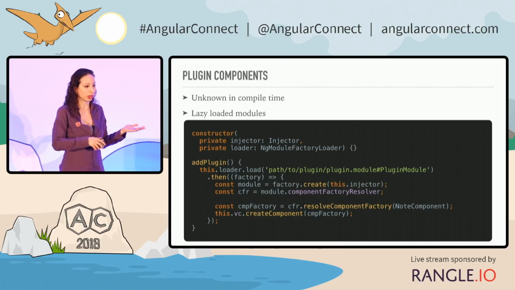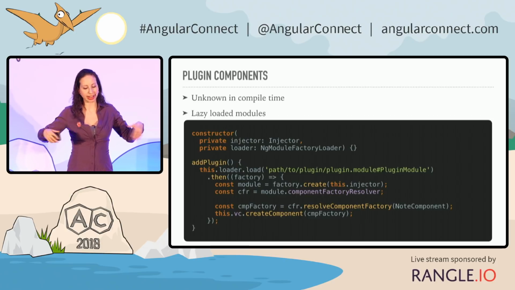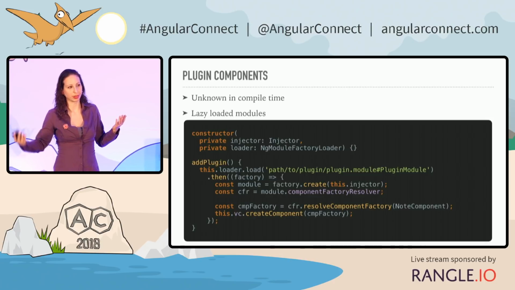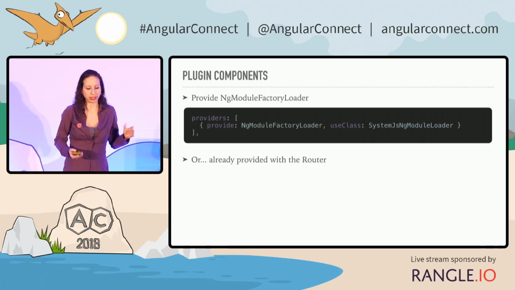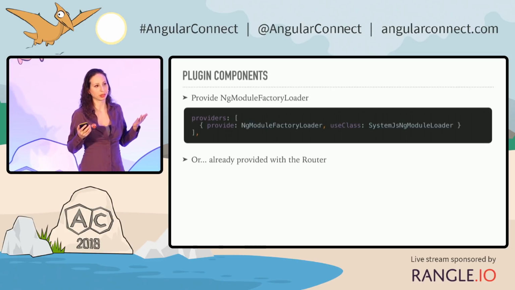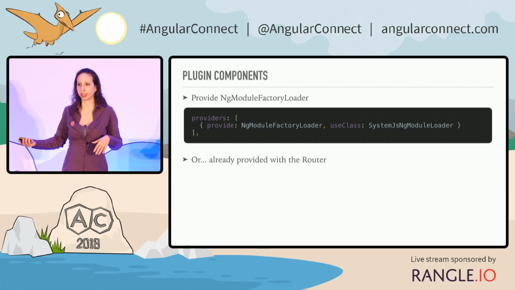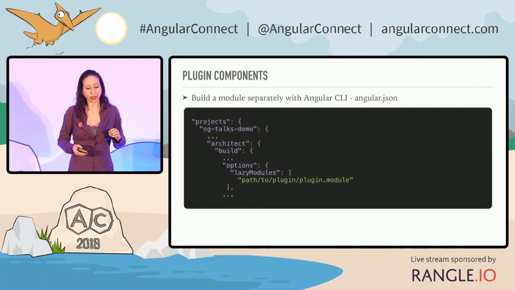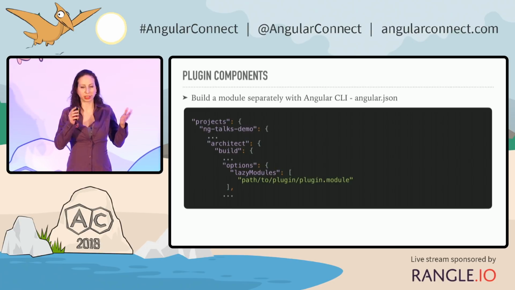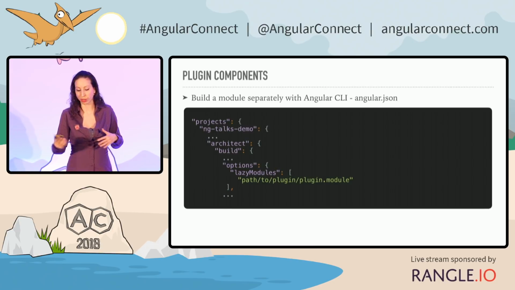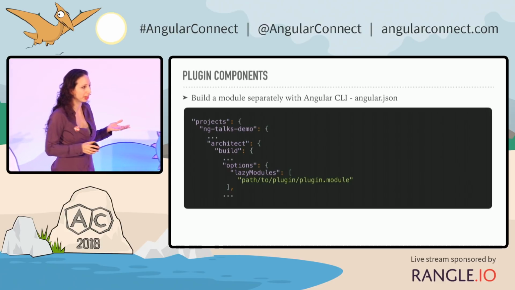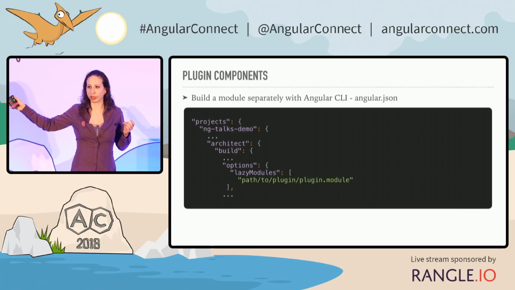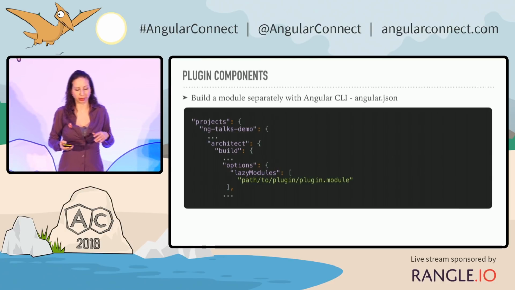So we're loading the module. We're creating it from its factory. And then we can create the component that we have inside. Okay, so this is the way that you will provide the ng module factory loader. This is the way that it is done in the router using system.js, actually. And if you want to build parts of your code, some Angular modules, lazily, with the Angular CLI, with the Webpack, then you need to add these modules to Angular JSON over there in lazy modules.